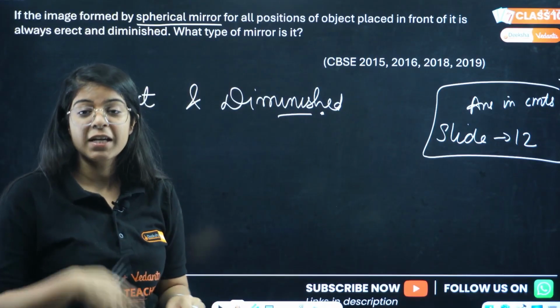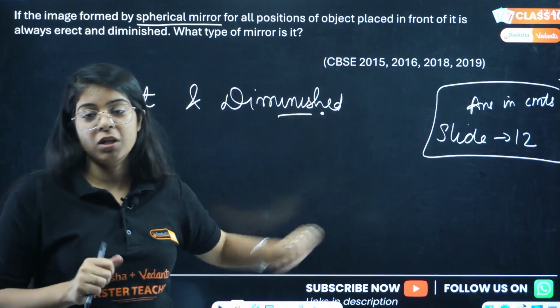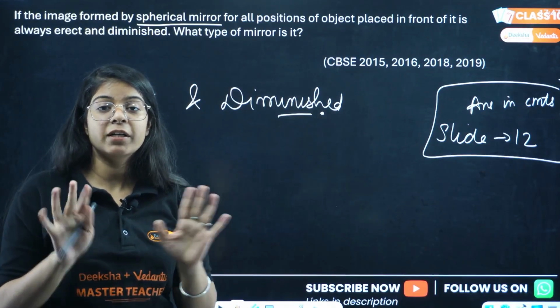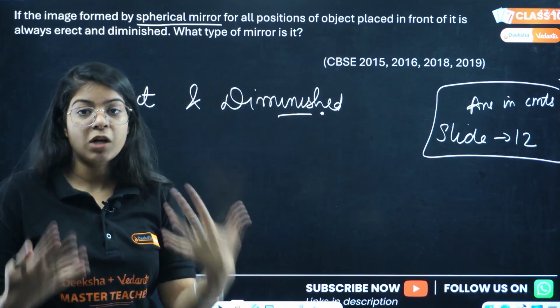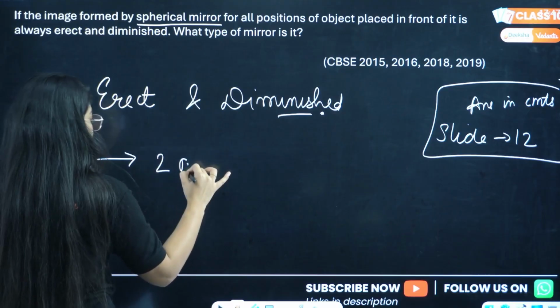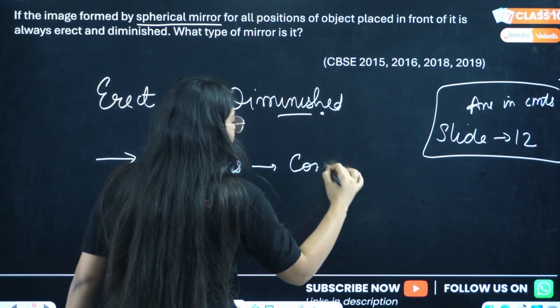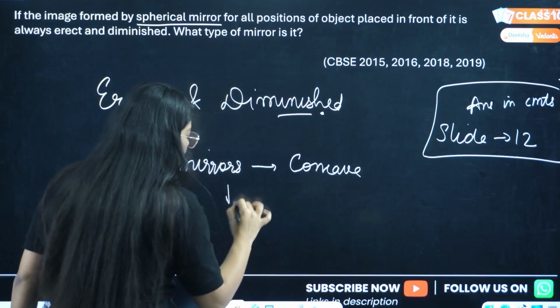No matter what criteria or procedure you use, there is a very important approach to solving this question. First of all, you say, okay ma'am, there are two mirrors. One is concave and the other is convex.